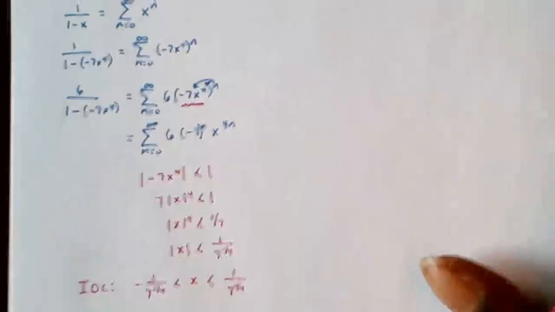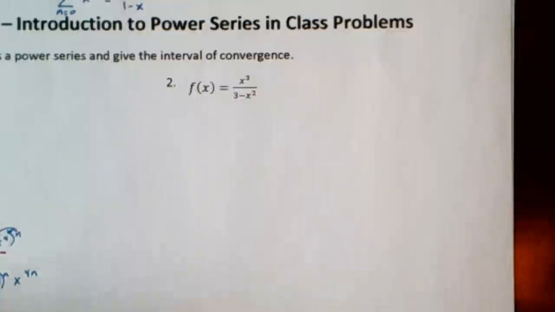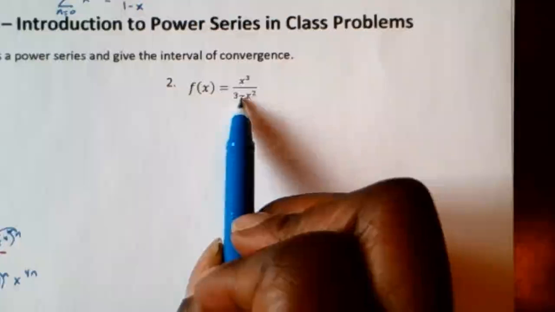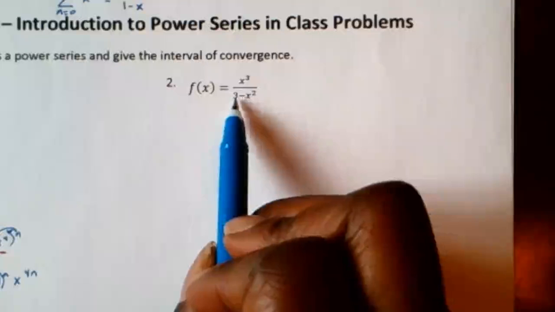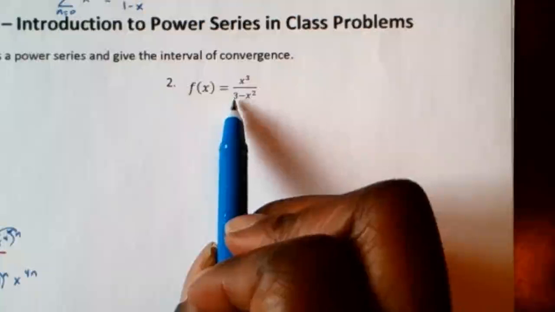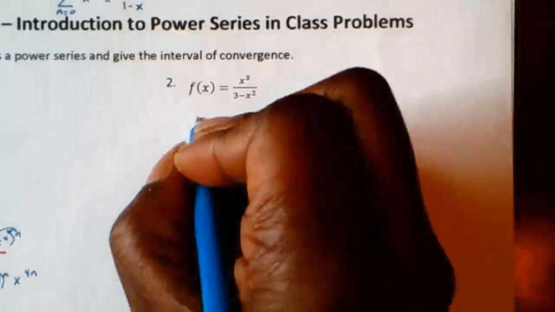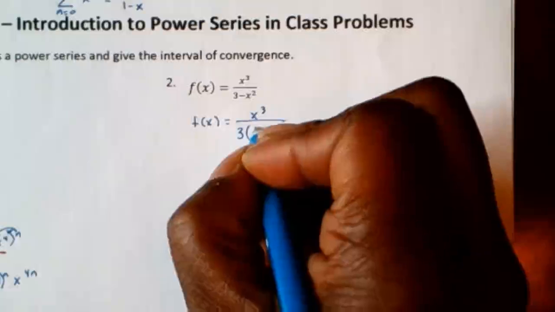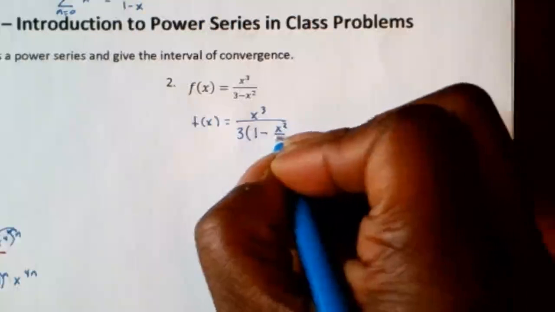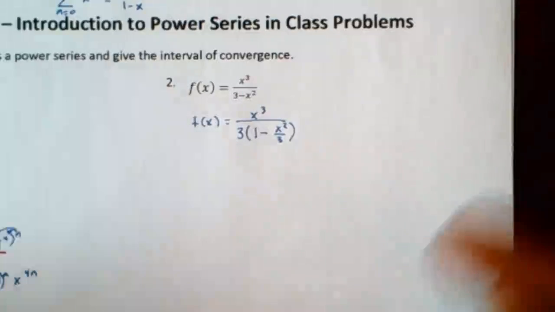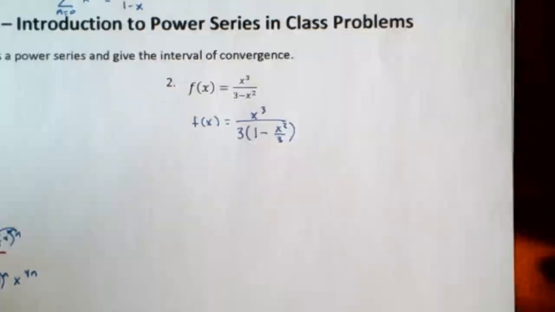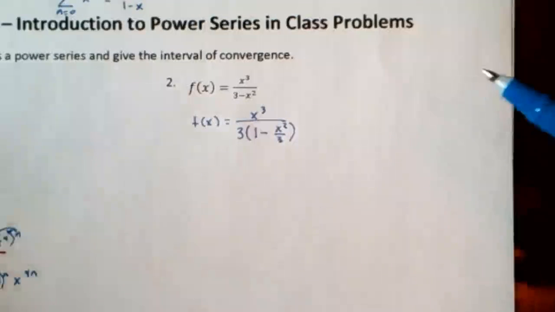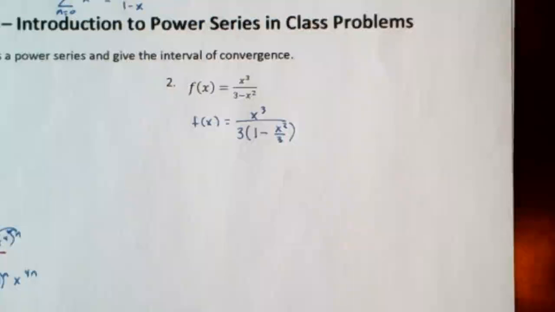Alright, so the next problem, in example 2, we have f of x equals x cubed over 3 minus x squared. Again, before you work any problems, this has to be a 1 and this has to be a minus. We're good on the minus this time, but we need to make this 3 a 1. And so we're going to do that by factoring out the 3. So I have f of x equals x cubed over 3, times 1 minus x squared over 3. And again, I always want to look back at it and check, make sure that is actually equal to my original function, which if I distributed the 3 back in, it would be equal to my original.